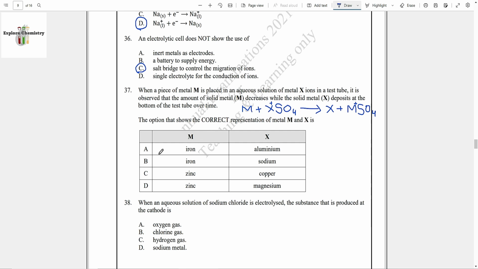Let's check the first option, iron and aluminium. Aluminium is a group 3A metal and iron is a transition metal. Aluminium is more reactive than iron, so it is wrong. Next is iron and sodium. Sodium is again more reactive than iron. Next is zinc and copper. Zinc is more reactive than copper. It can replace copper from its solution. The last one is zinc and magnesium. Magnesium is more reactive, so zinc cannot replace it. So option C is the only answer.